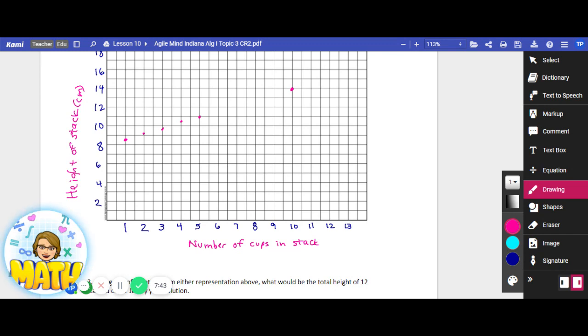So what you've realized is that this is what we called a discrete graph. As long as we're talking specifically about cups and the height of the stack, we cannot connect these with a solid line because there are not values in between 1 and 2 cups. There's not 5.5 cups. There's not 3 3/4 cups. So we have to stick with the actual whole number values that we have without connecting them. This is a discrete graph.